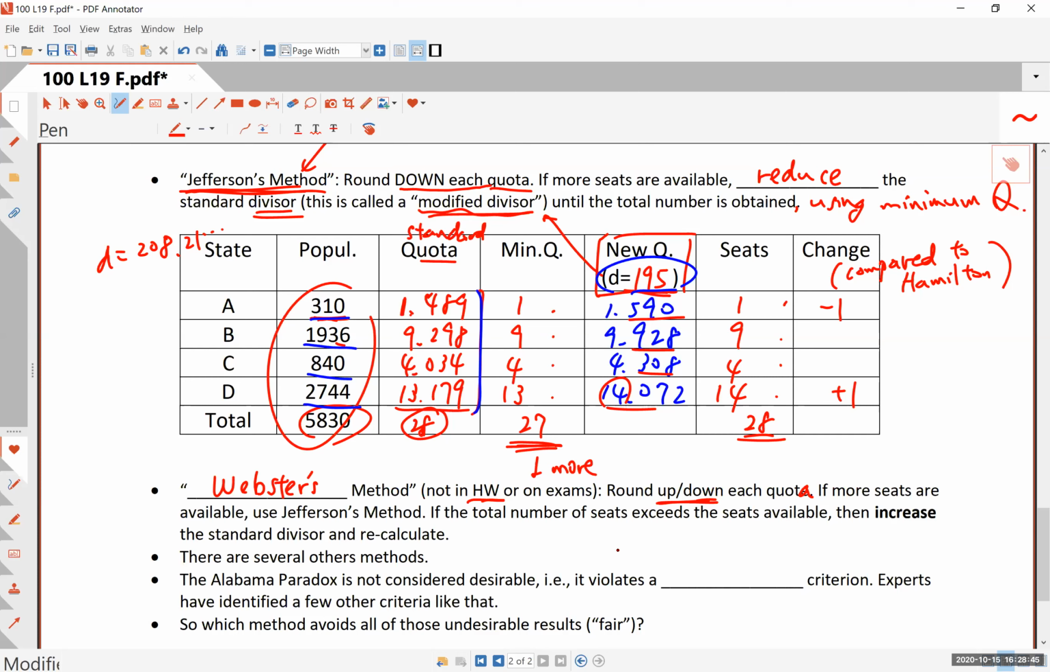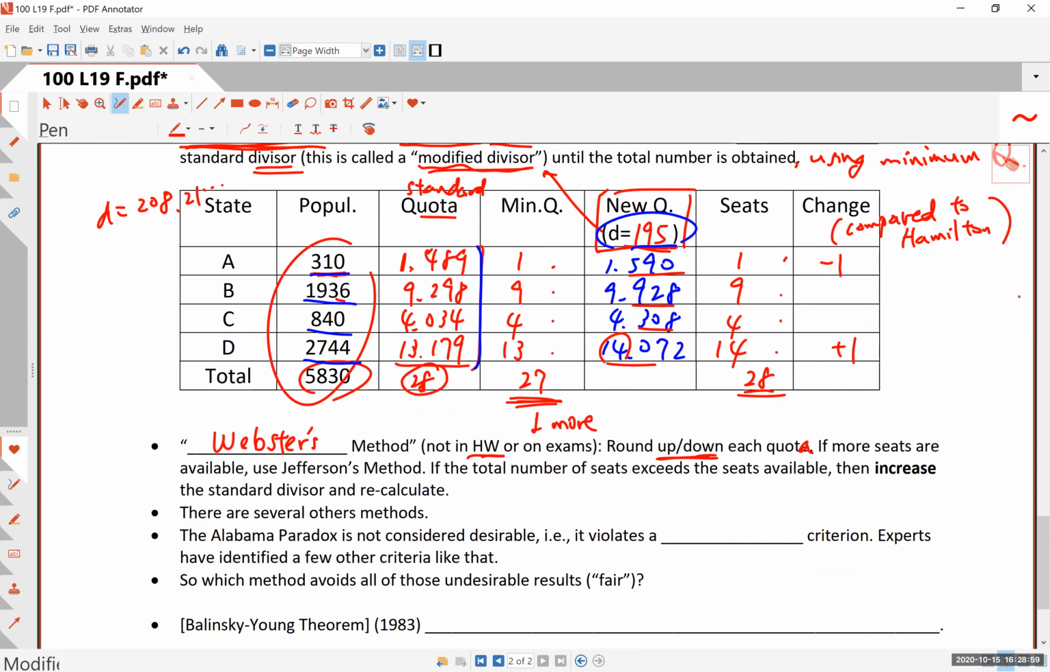Okay. If more seats are available, use Jefferson's method, even inside of Webster's method, which means you use the modified divisors. If the total number of seats exceeds the seats available, then you increase the standard divisor and so on. This is called Webster's method. You don't have to know this, but remember there is a method called Webster's method. And then there are several other methods that were introduced, never really used, okay?